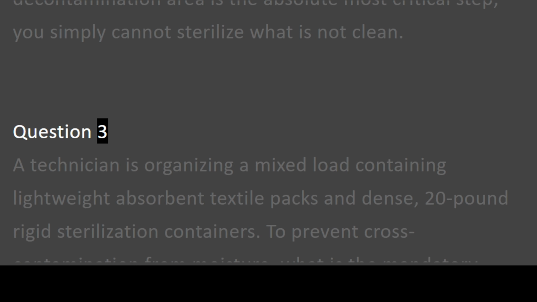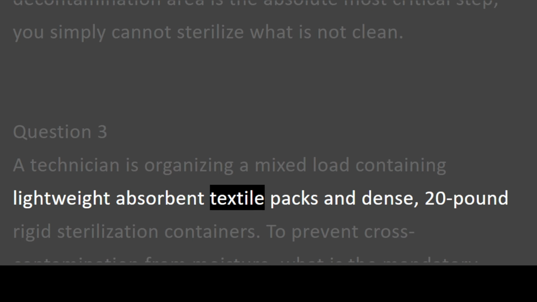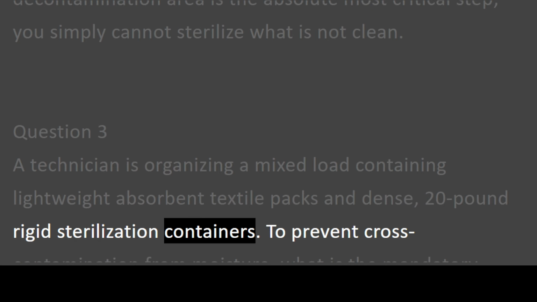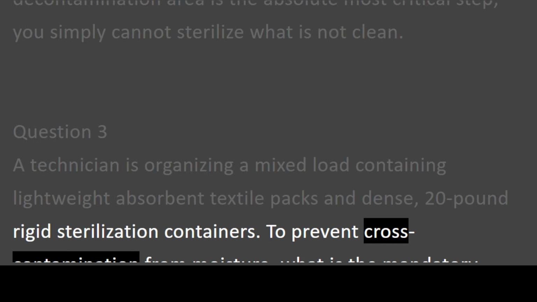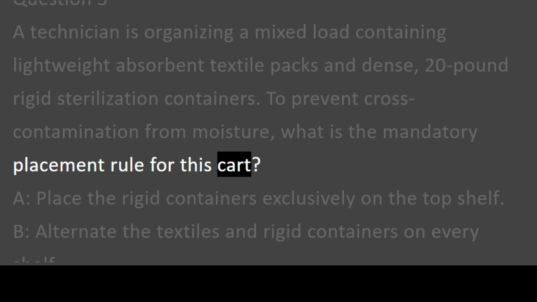Question 3. A technician is organizing a mixed load containing lightweight absorbent textile packs and dense, 20-pound rigid sterilization containers. To prevent cross-contamination from moisture, what is the mandatory placement rule for this cart?